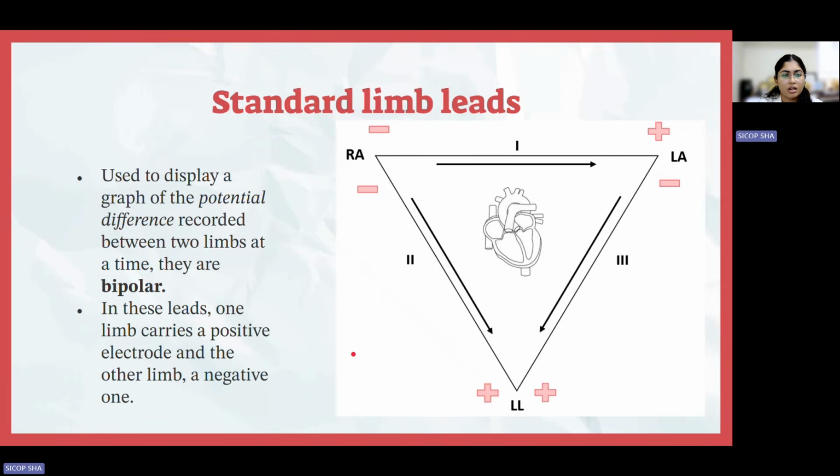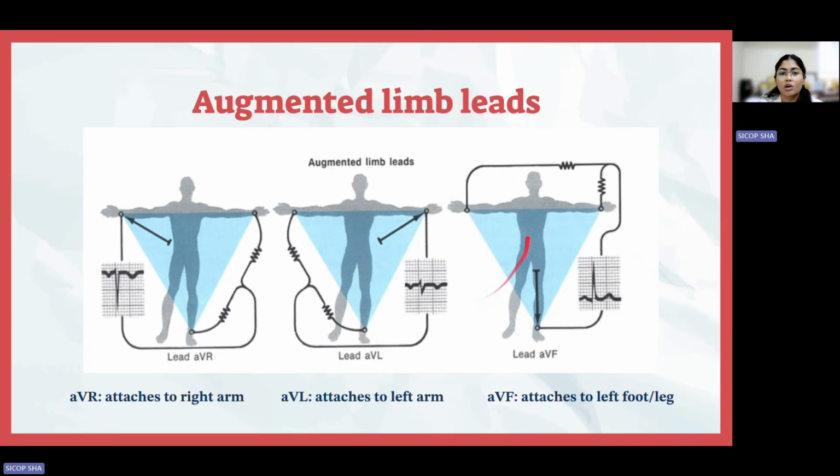This is your augmented limb leads, also called AVR, AVL, and AVF. AVR attaches to the right arm, AVL attaches to the left arm, and AVF attaches to the left foot or leg.